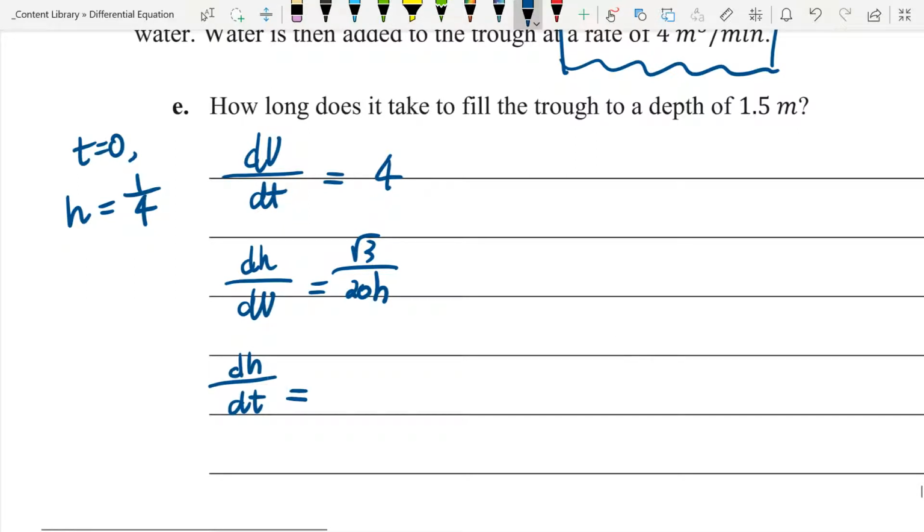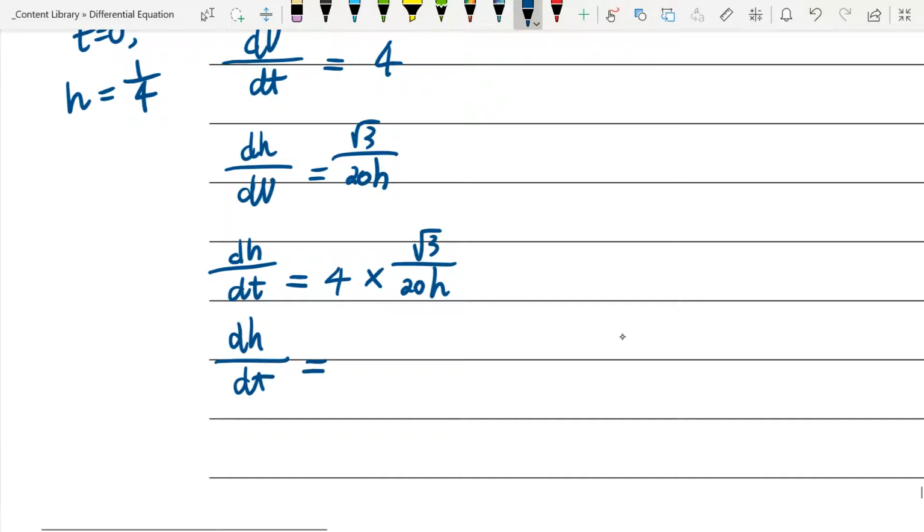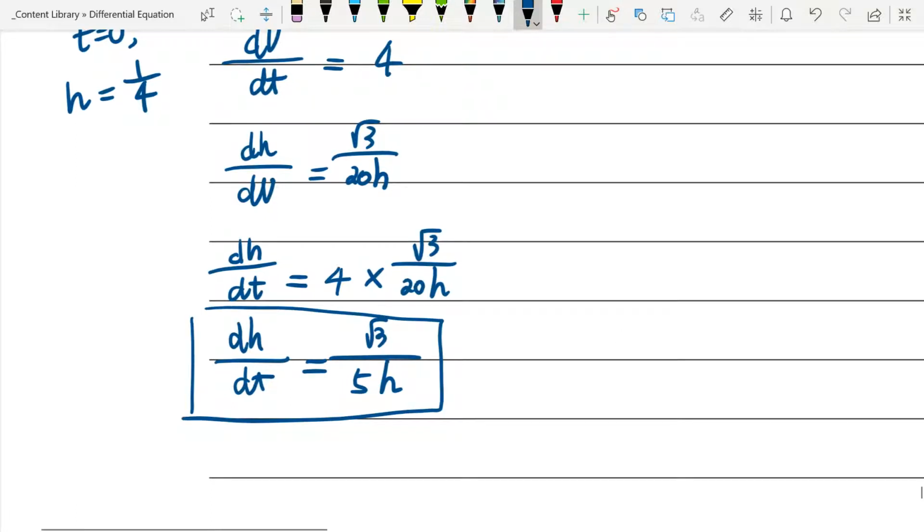Therefore, my dH/dt equals those two times together, which is 4 times root 3 over 20h. Same way as what we do before. Okay, which is root 3 over 5h. We have a differential equation here. Okay, we have a differential equation here.